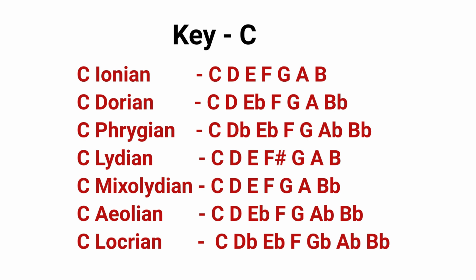If you want to make music in a different mode, then first you have to select the key, and then you have to choose the mode in which you want to make music. Let's take one more example. If you want to make music or play solo in a different mode, first you have to find out the main key of your music.